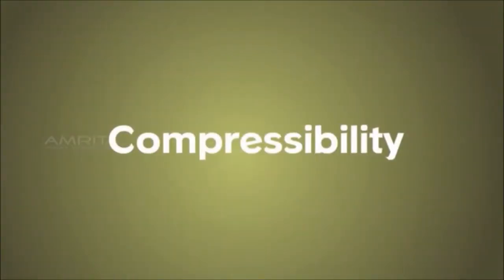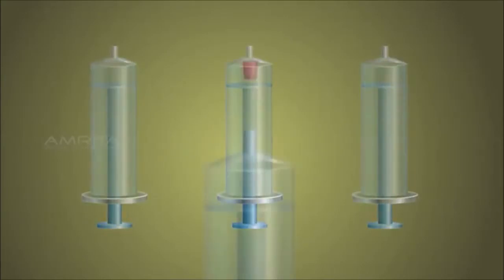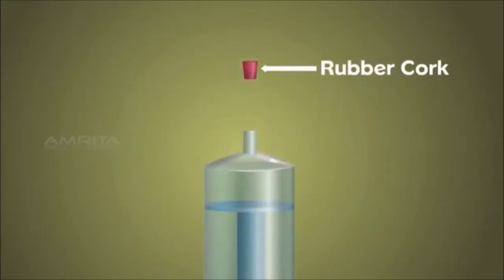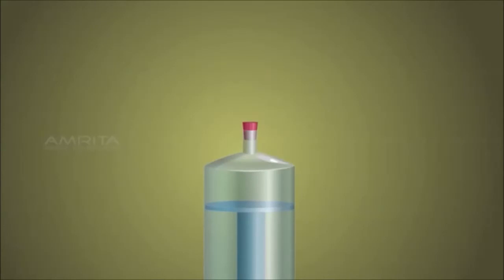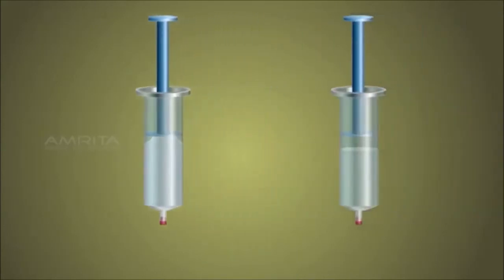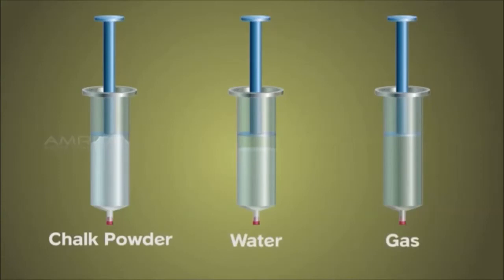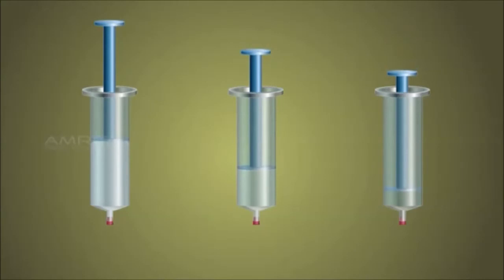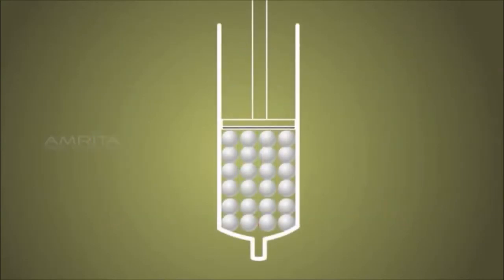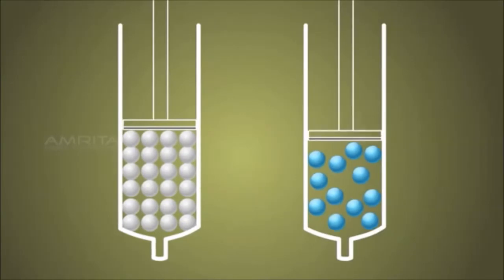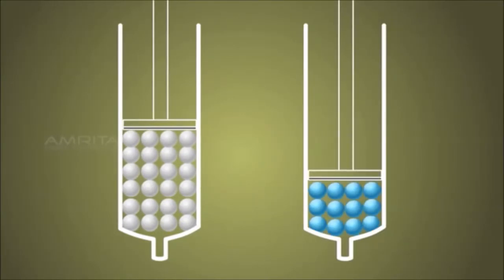Let us examine compressibility, another attribute of matter. These are empty syringes. Close the nozzles of the syringes with rubber corks. Fill one syringe with chalk pieces, fill another with water, and leave one syringe empty. Insert the piston and try to compress the material in the syringe. You will see that the syringe with the solids is not compressible because the solids are rigid. The syringe with water is compressible because there is greater space between particles compared to solids.